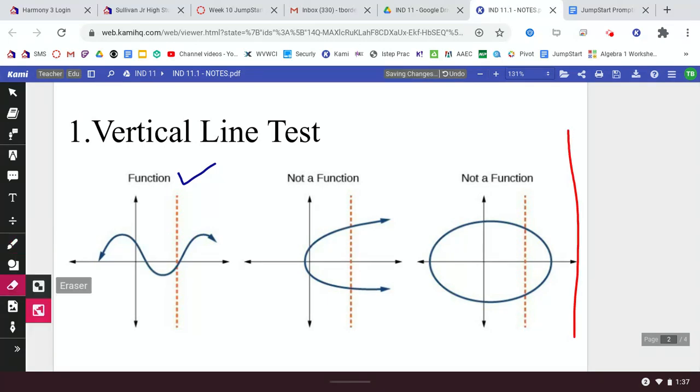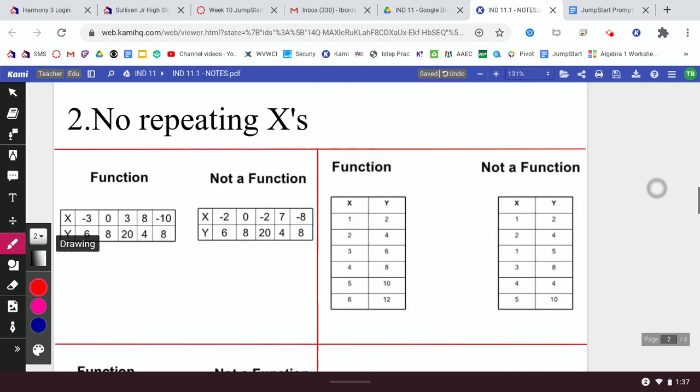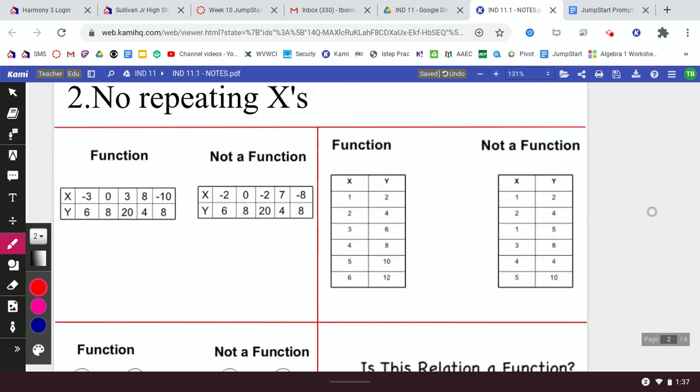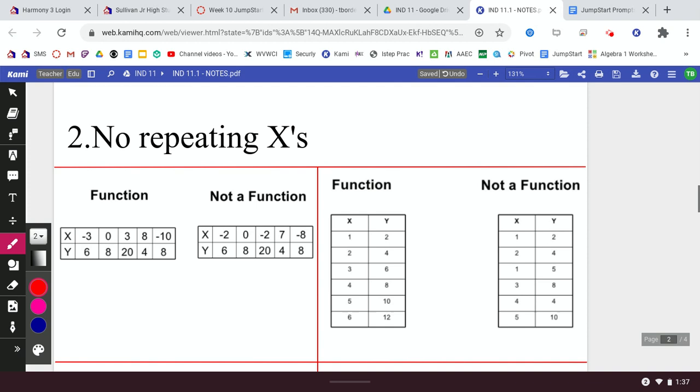The other way is called no repeating X's. That's our second test. Get that written down in your notes. This is your second test. Your first test was the vertical line test. That only works when you have a graph. The no repeating X test, I also like to call this the no cheating X.